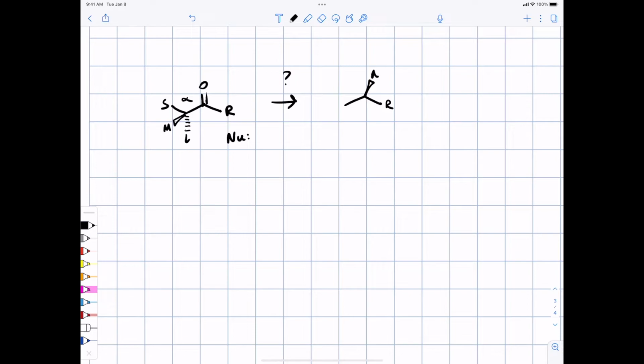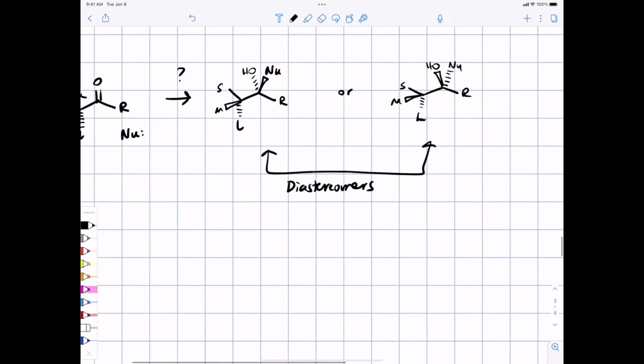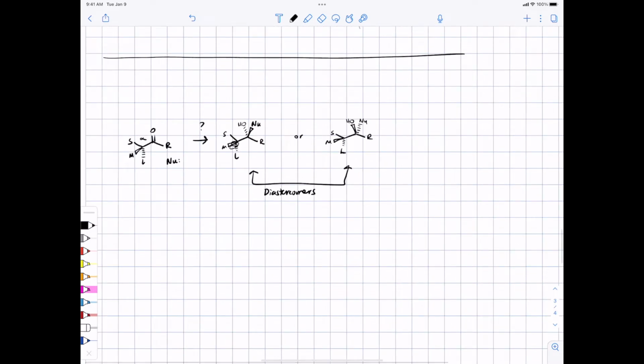You can get this diastereomer, or you can get the alternative, in which I will show the nucleophile here and the OH group there. And so the idea is which is the major diastereomer. Do you see how those are diastereomers? Yeah, okay. The stereocenter here isn't changing.